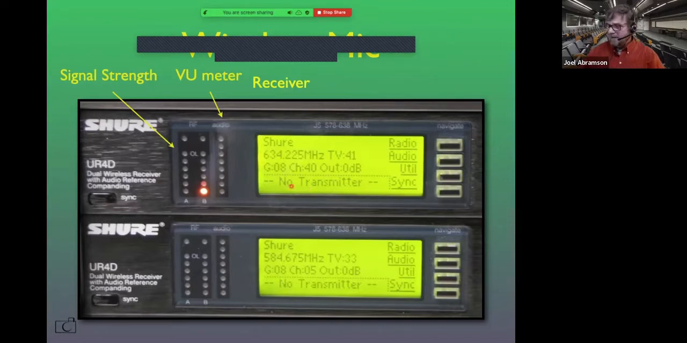And if the battery indicator looks a little low, well, then go down and change them in the studio. Go change the batteries. This tells you how much audio is coming through. And then these are the transmitters here, or it shows you the signal strength coming off of the transmitter.